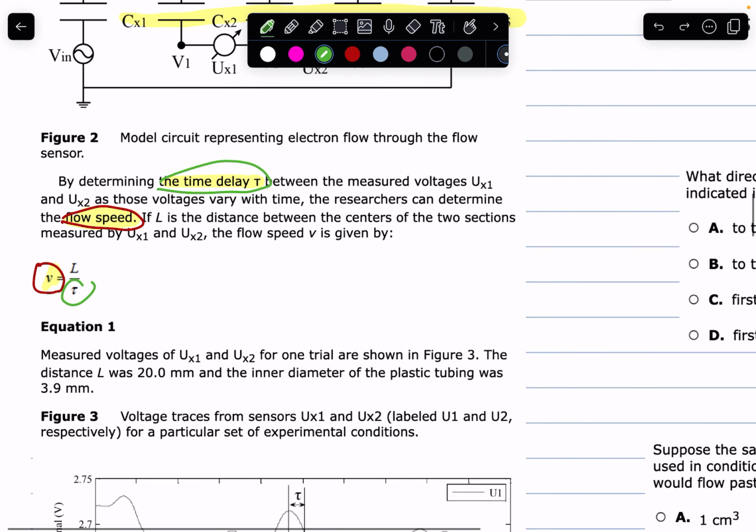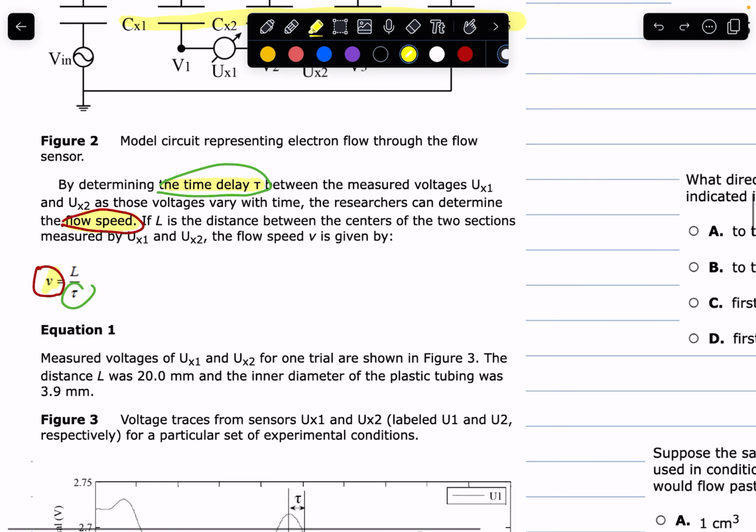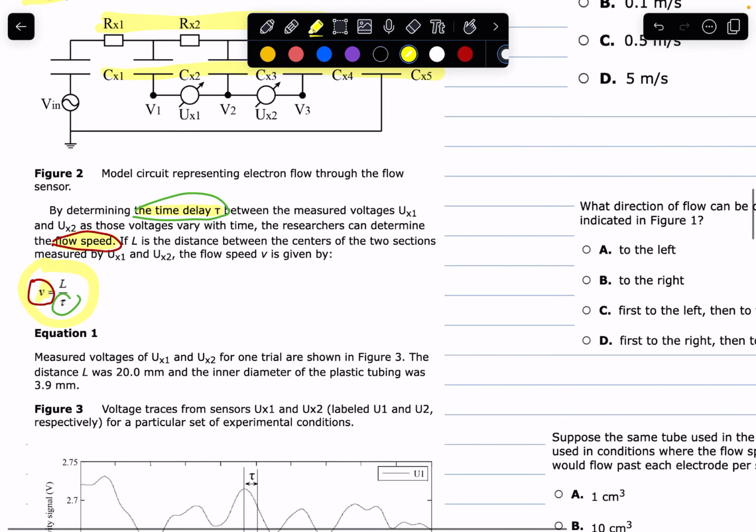Okay. So let's read the legend for this equation 1. So equation 1's measured voltage UX1 and UX2 for, no, that's not the legend for equation 1. Okay, I thought that's going to further explain equation 1, but it's talking about figure 3. So, okay, that's all about this equation that we have. Usually the given equation will be tested, so we really want to know all the variables in this equation.